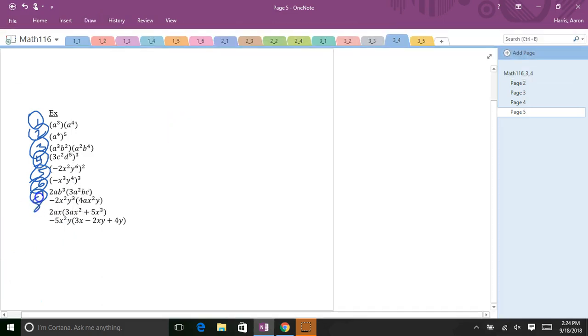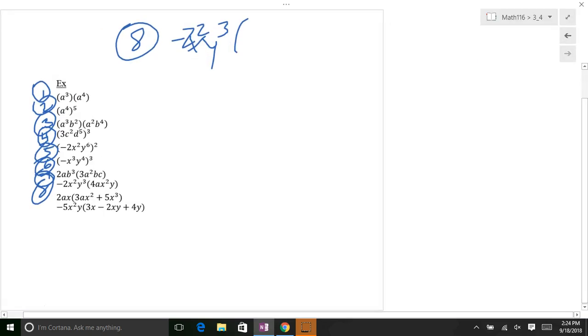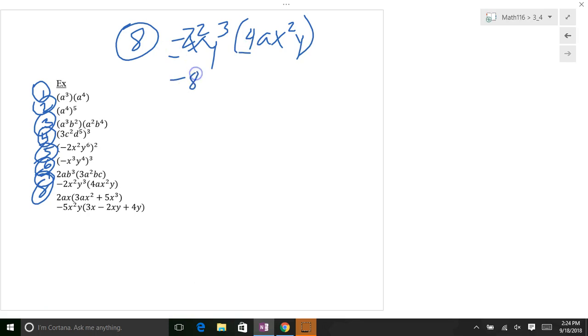Alright, number 8. We got negative 2x squared y to the 3rd. Boy, my handwriting I think is getting worse here. Sorry about that. Kind of hard with this awkward pen thing I'm using. So we got negative 2 times the 4, we got negative 8. We got that x squared times another x squared, so we got 4 of those x's. And we got y to the 3rd, 3 y's, and another y, y to the 4th.